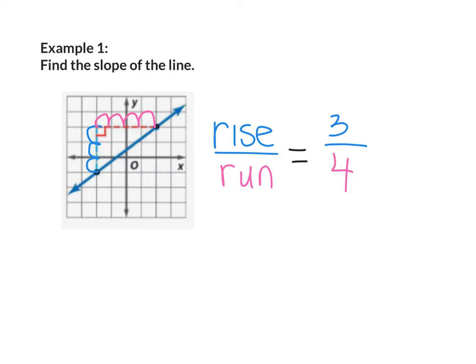And I notice that my line is going up. So if I look at it from left to right, it is increasing. So I have a positive slope. So my answer is 3 over 4. And we always prefer our slope to be in fraction form.